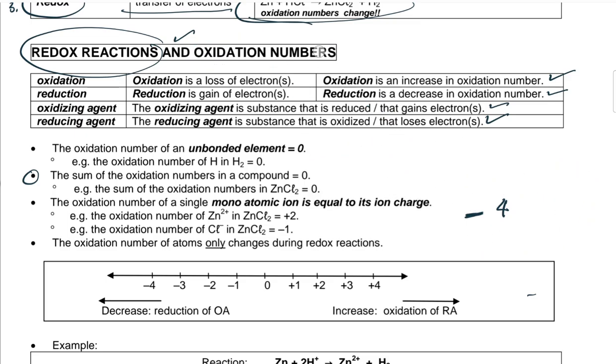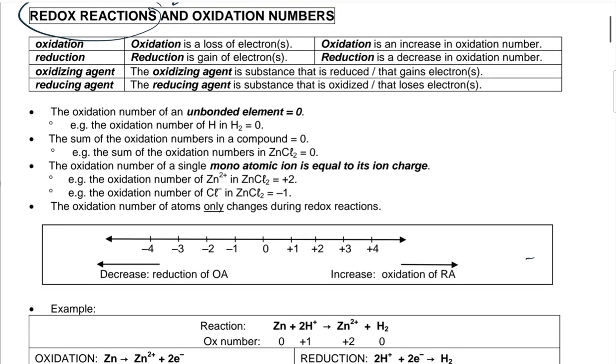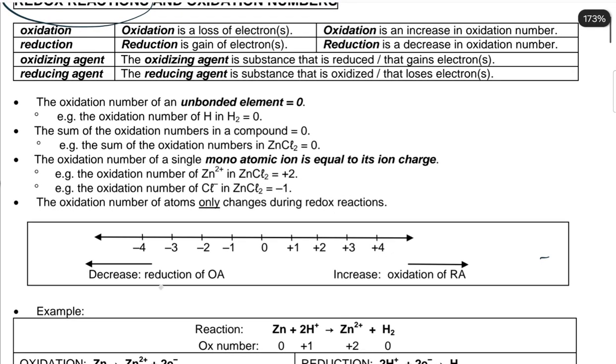Then I'm having the oxidation number line. The oxidation number of an atom only changes during the redox reaction. So now there's a decrease in terms of oxidation number, -1, -2. These numbers are decreasing. If you go to the left, on this side, we talk about the oxidizing agent, and also the reducing agent increases.